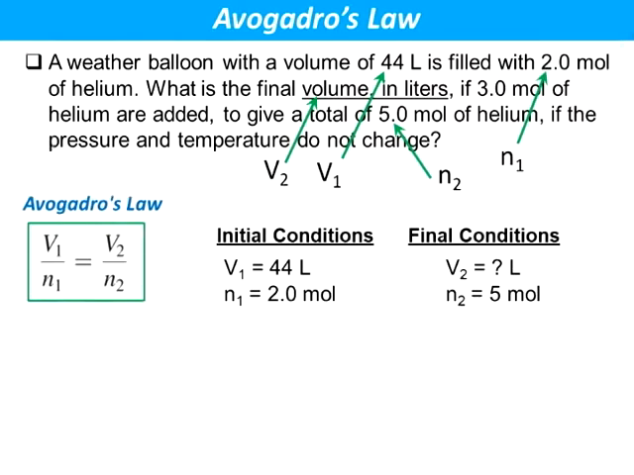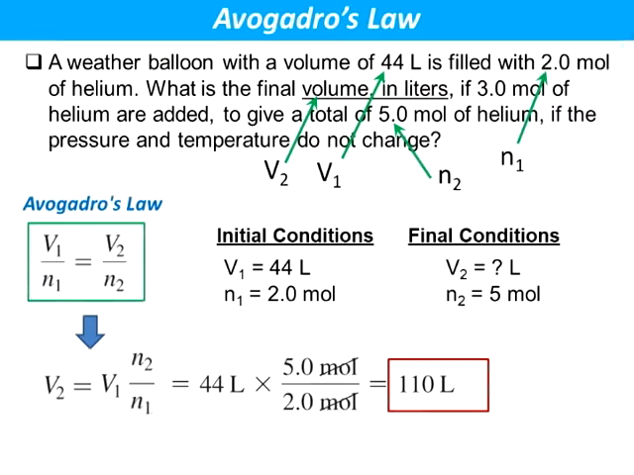Since pressure and temperature do not change, and I note in this problem I only have volume and moles, therefore this is an Avogadro's law problem, where I set up the relationship of V1 over N1 equals V2 over N2, since this law is comparative.